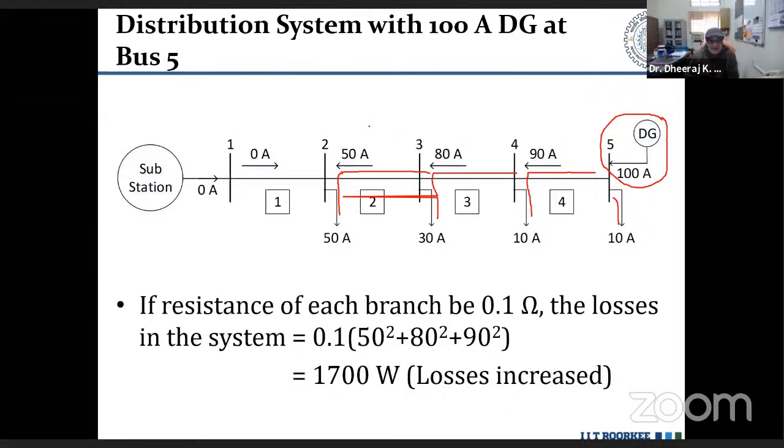So now again we can compute the losses occurring, because this 100 ampere DG is supplying all the load requirements. So there is again no contribution from the substation transformer. So if we compute the total losses, 50 square plus 80 square plus 90 square multiplied by resistance, it is coming to be 1.7 kilowatt. So when we don't have any DG in the system, losses were actually 1.3 kilowatt, but now it is increased.